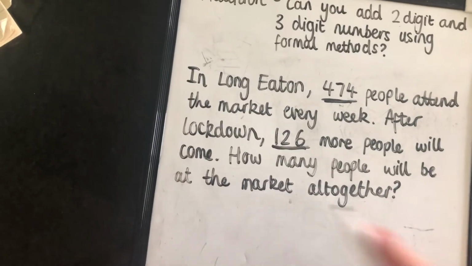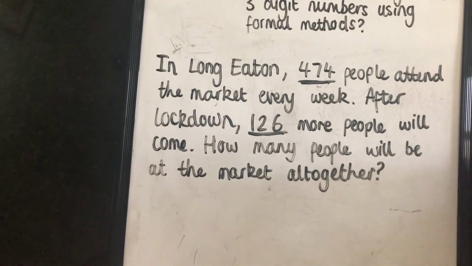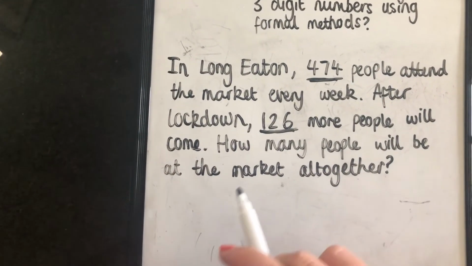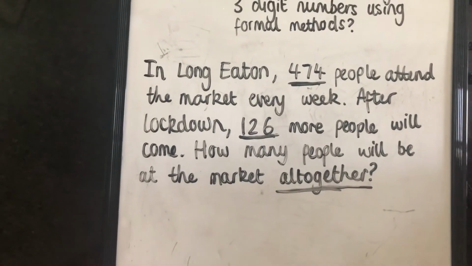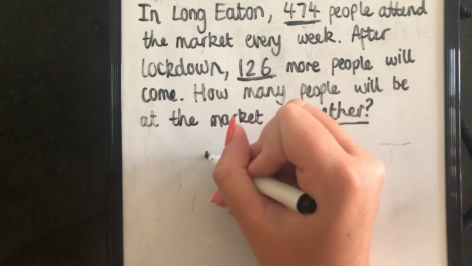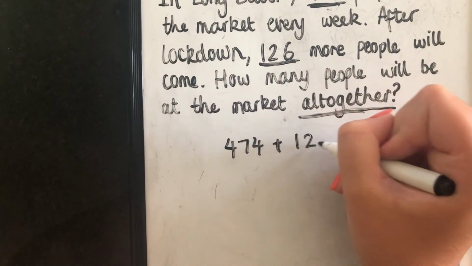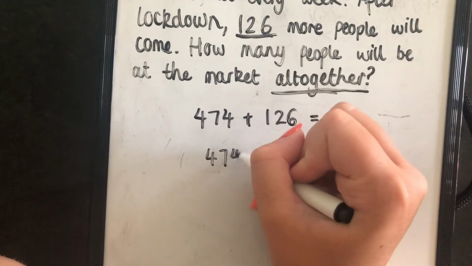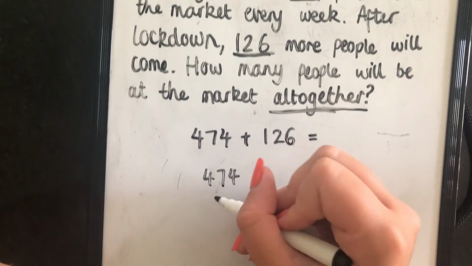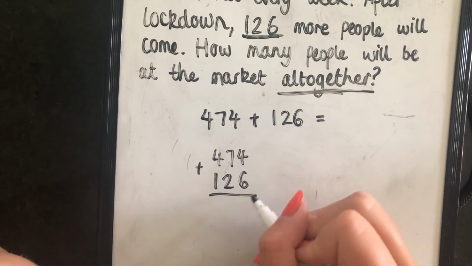And then we need to look at any words that give us a clue of what the sum we need to do is. How many people will be at the market altogether? So that's quite a good word. Altogether, we know that we're going to have to add them up. So 474 add 126. So let's do it together. 474, 126. Going to add them up.